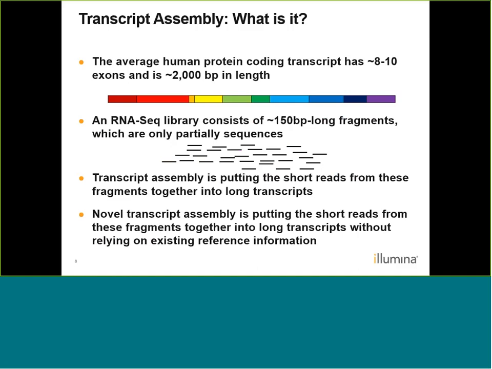Now, novel transcript assembly is taking these short reads and assembling them into the long transcript without relying on any existing reference information, so it allows us to look for novel transcripts that may not be found in the existing annotation information. This is one of the analysis types that the Cufflinks app does really well. We won't go into a lot of detail, but we'll talk about it in a little more depth during the workflow discussion.